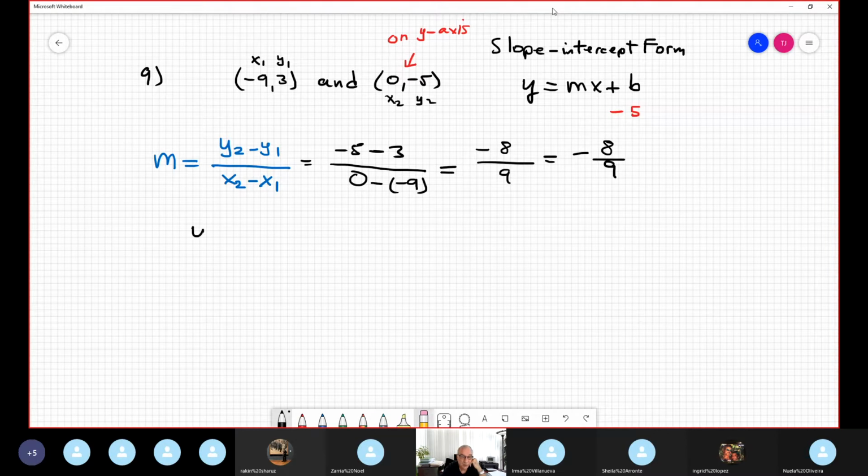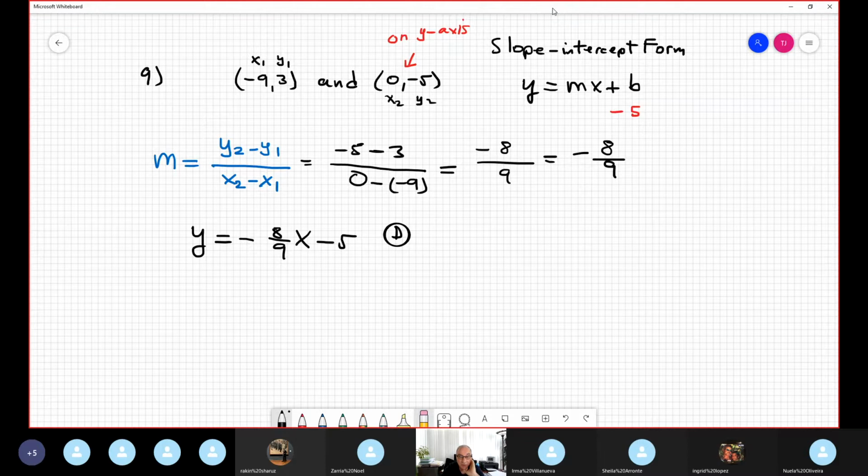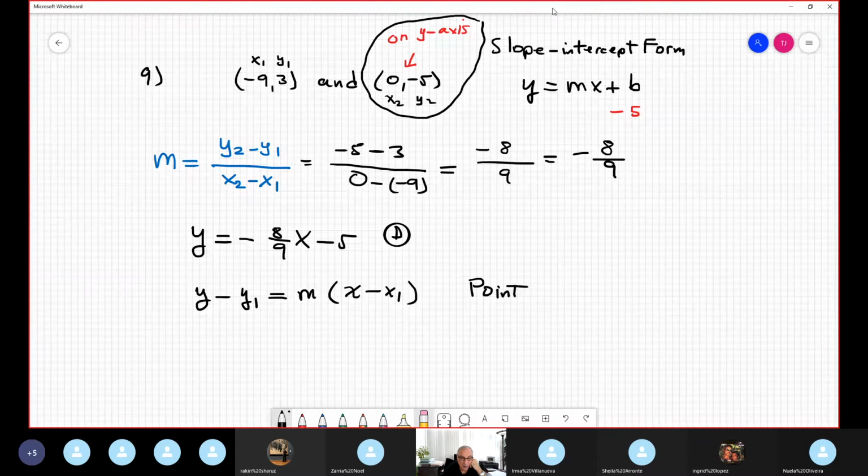So the equation is y equals -8/9 x minus 5. That is option D, no? Some students say, well, professor, okay, but I don't remember the idea in the moment when I'm doing that. Okay, no problem. If you don't remember, you have no problem because we are using this formula. In my opinion, this formula is the best. It is point-slope.